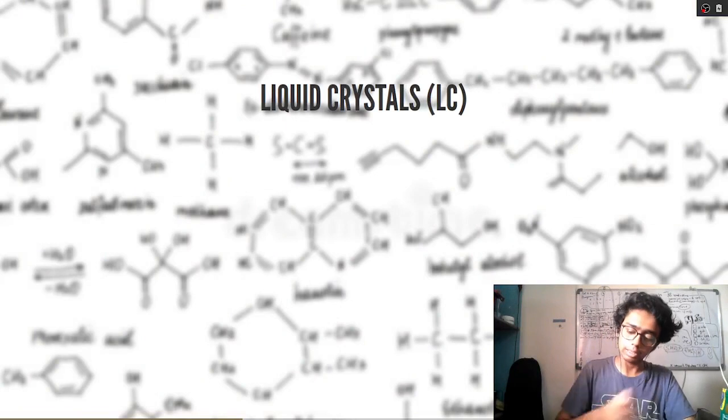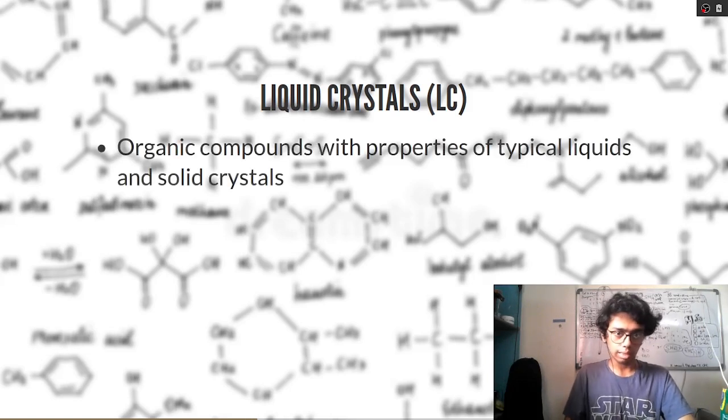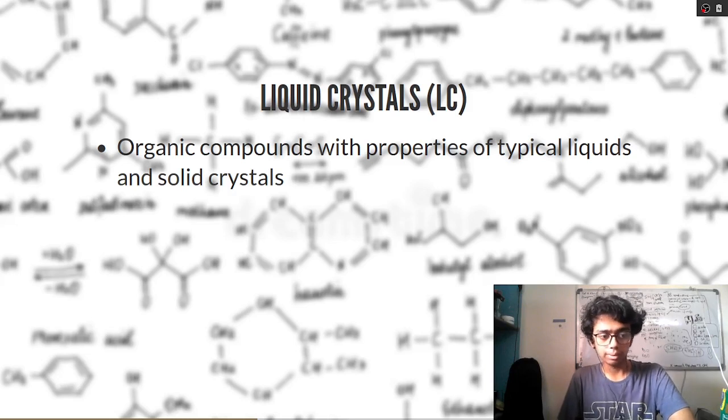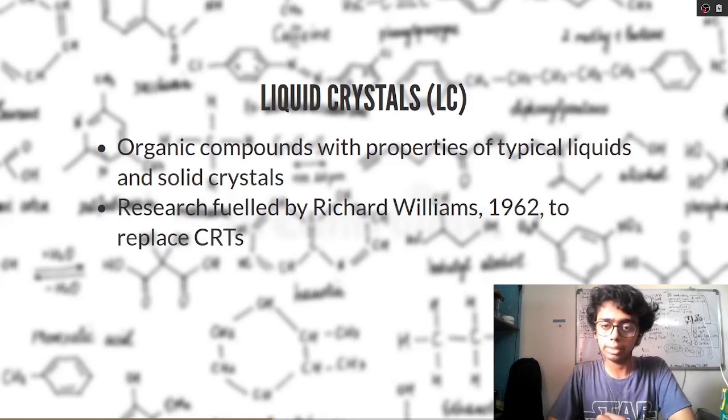Then we have liquid crystals, one of the main components in the technology that's used for LCD displays. Liquid crystals are organic compounds, so they have both the properties of conventional liquids and also solid crystals. The research was started by Richard Williams in 1962. Before this, the major display technology was cathode ray tubes, and they were very bulky.